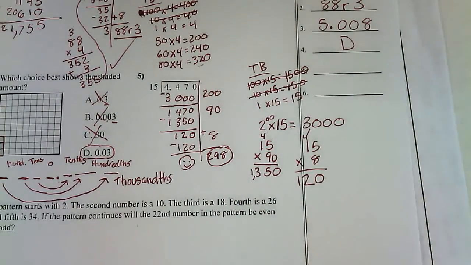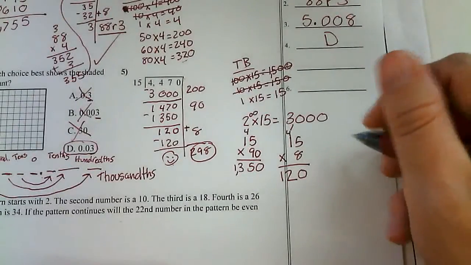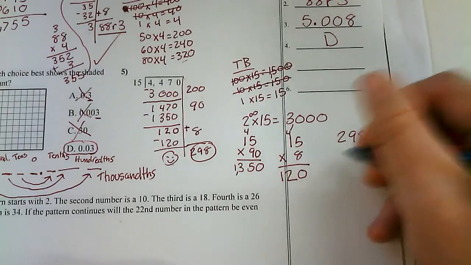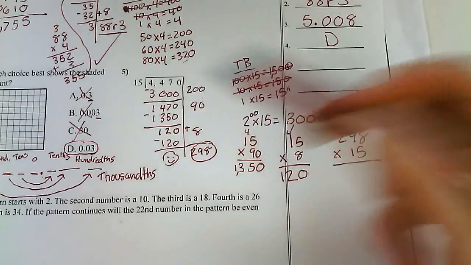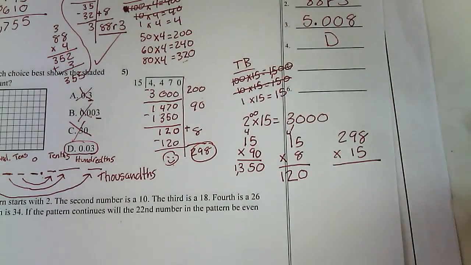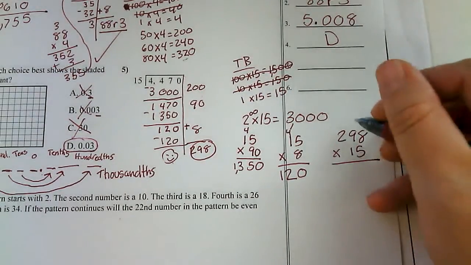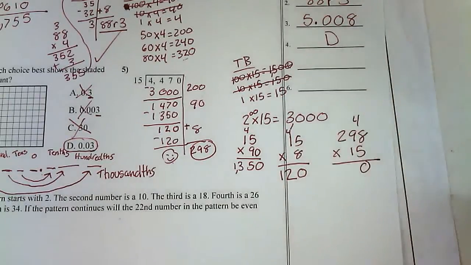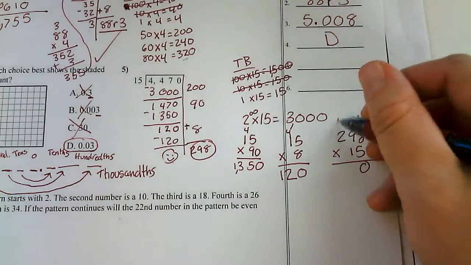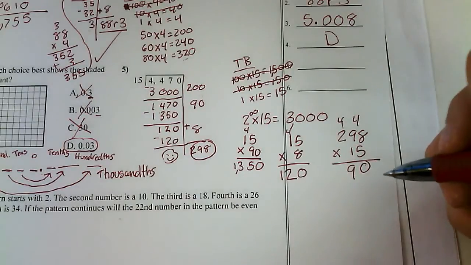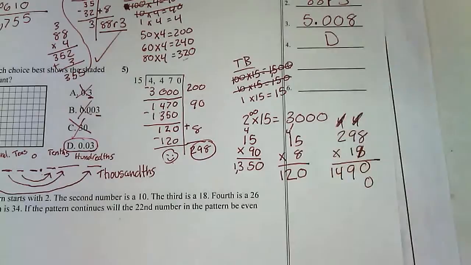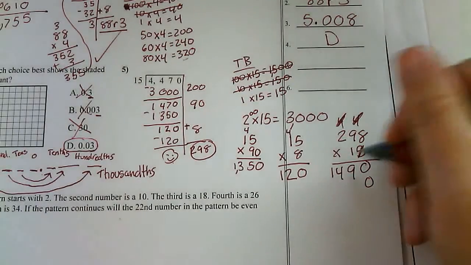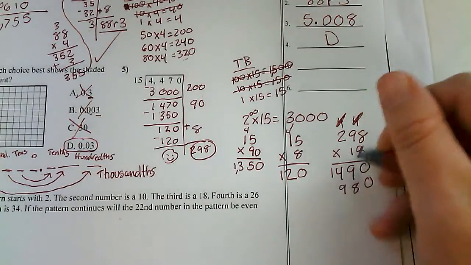Check with multiplication. So we got an answer of 298. We're going to check with multiplication to make sure we got the right answer. 298 times 15. We want our answer to equal our dividend, 4,470. Let's go. 5 times 8 is 40. 5 times 9 is 45. Plus 4 is 49. 5 times 2 is 10, plus 4 is 14. 0 and crossed out. 0 and crossed out. Keep going. 1 times 8 is 8. 1 times 9 is 9. 1 times 2 is 2.